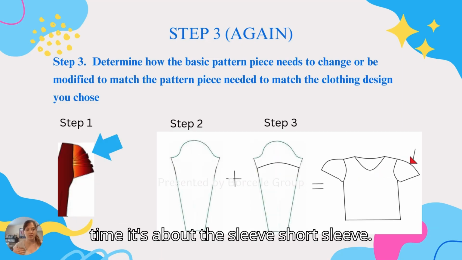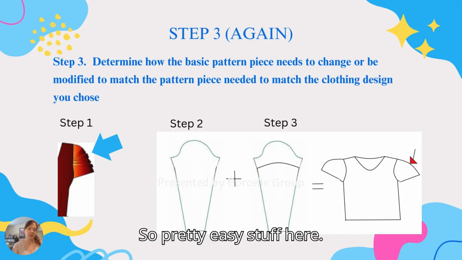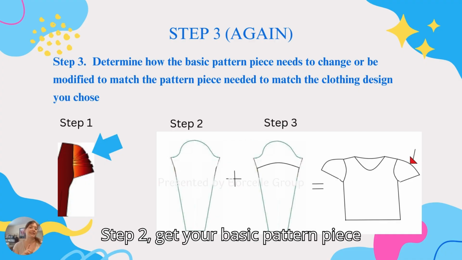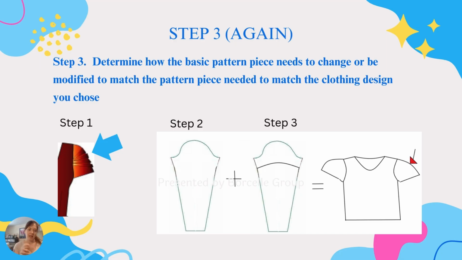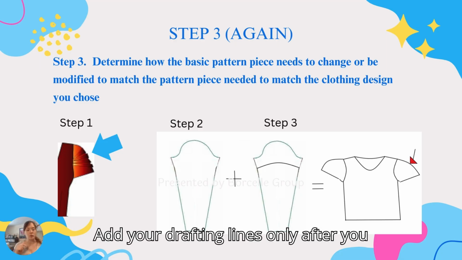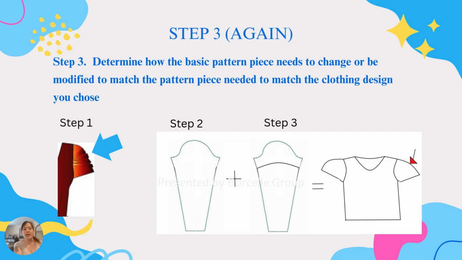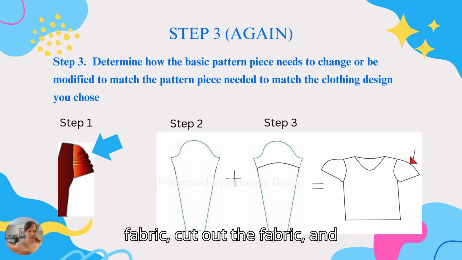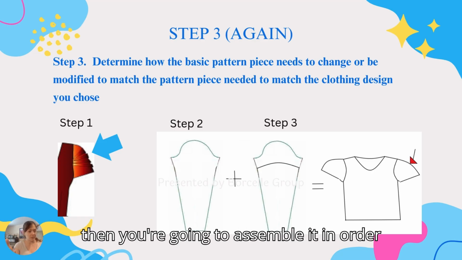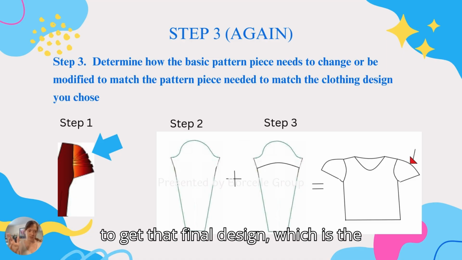So let's go over step 3 again. This time it's about the sleeve, short sleeve. So pretty easy stuff here. Step 2, get your basic pattern piece shape that has not been modified or changed in any way. Step 3, add your drafting lines only after you have measured yourself correctly and you know exactly where that line is going to be. So final product is, once again, when you have drafted the pattern piece, you're going to lay that onto your fabric, cut out the fabric, and then you're going to assemble it in order to get that final design, which is the short sleeve.